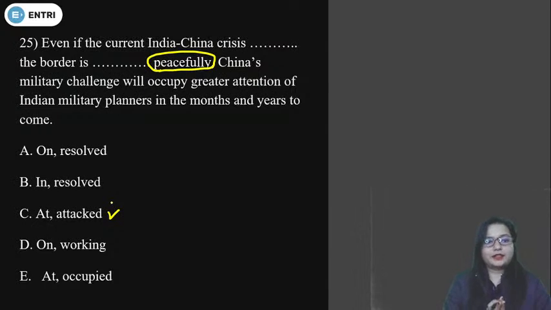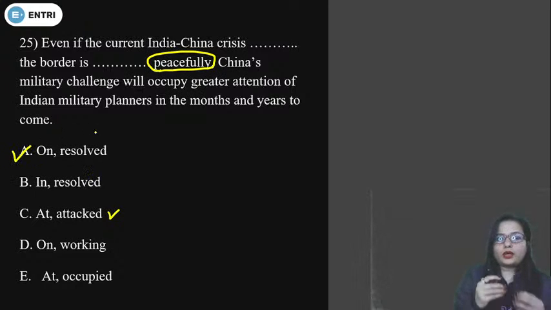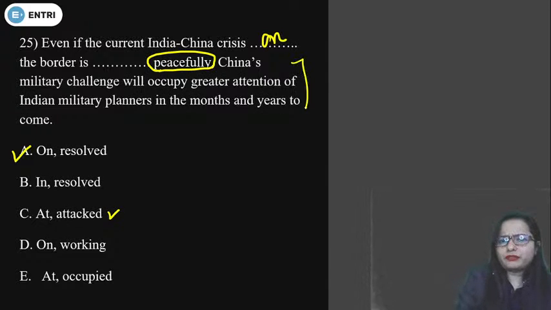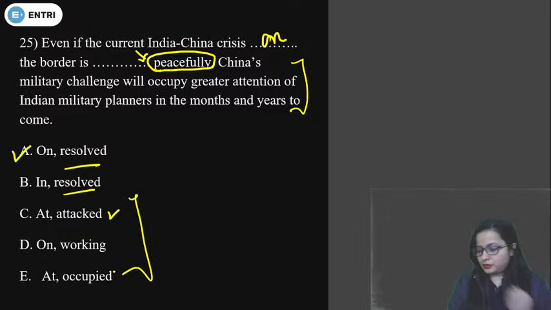Abhi is saying A. All right. Let's see. Sai is saying B. Okay, so you got the context correctly now, Sai, but the answer is on. Okay, on the border, not in the border. So good, Abhi, you got the right answer. It should be: on the border is resolved peacefully. Then China's military challenge will occupy greater attention of Indian military planners. You don't need to read further because this word says everything. It is giving you the hint that it should be resolved only, out of these options, right?